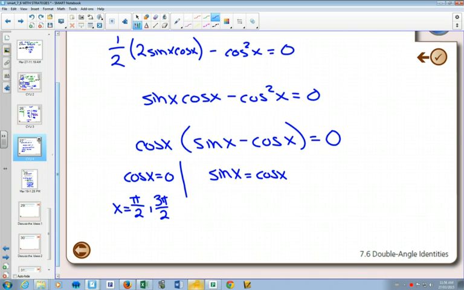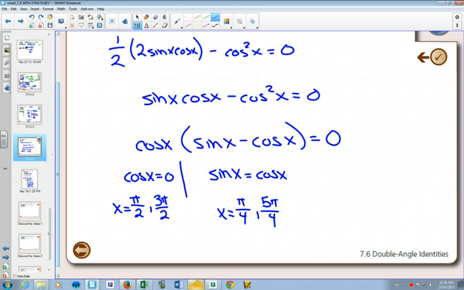So you could solve this just by observation on your pi plate and say, I know it's pi over 4 and, quadrant 3, 5 pi over 4.